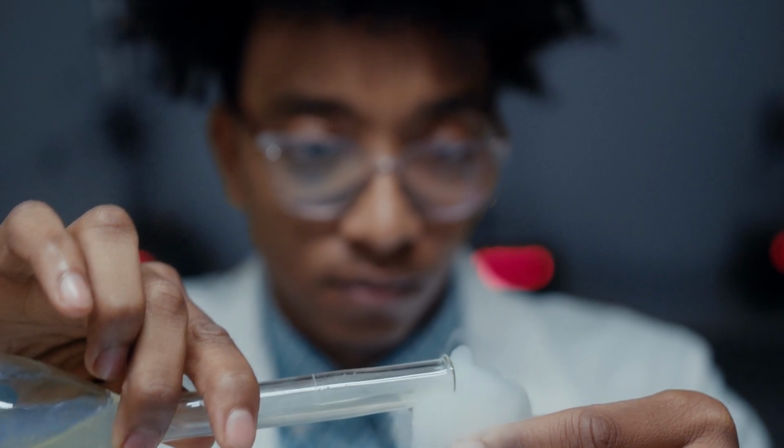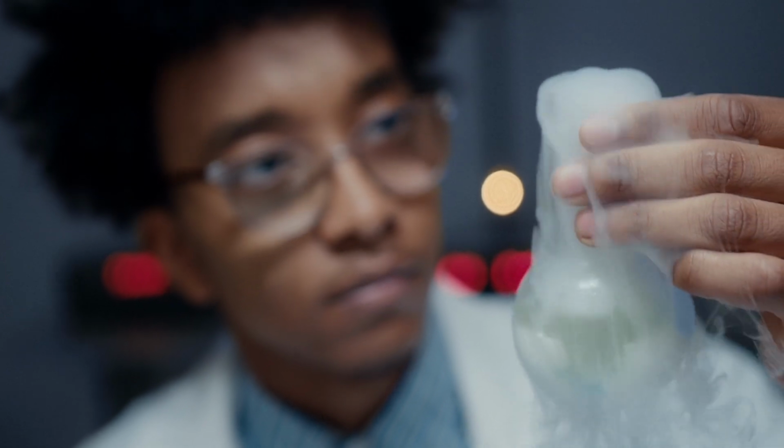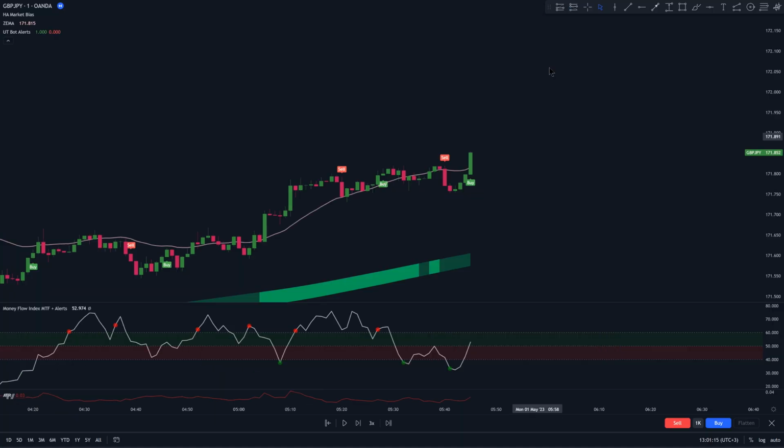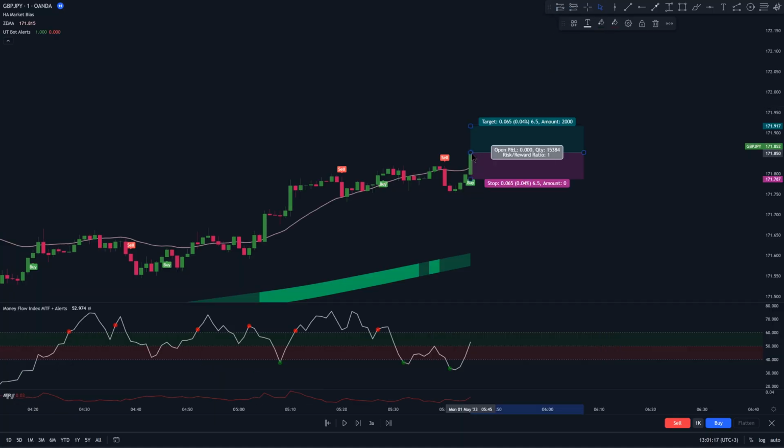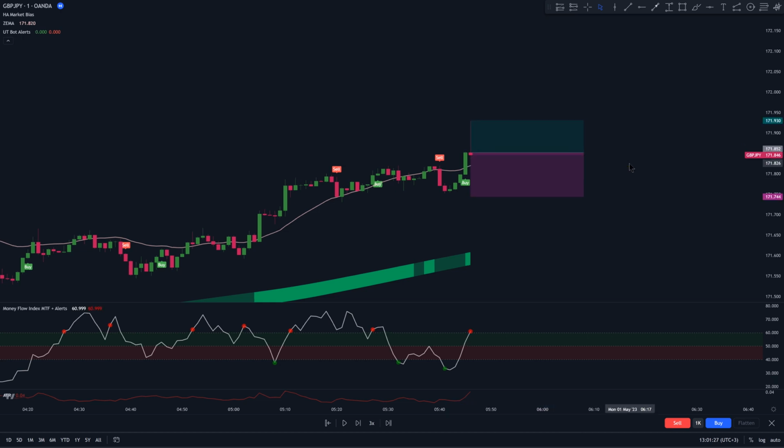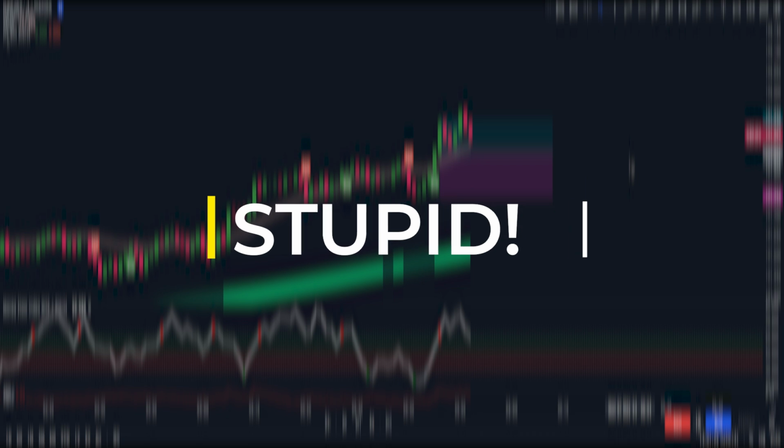Over the past few days, I've been experimenting with a lot of different strategies to see what works and what doesn't. And in the process of experimenting, I discovered this. It's a simple scalping strategy that works perfectly on the 1-minute time frame. It's so simple that some might even say it's stupid.